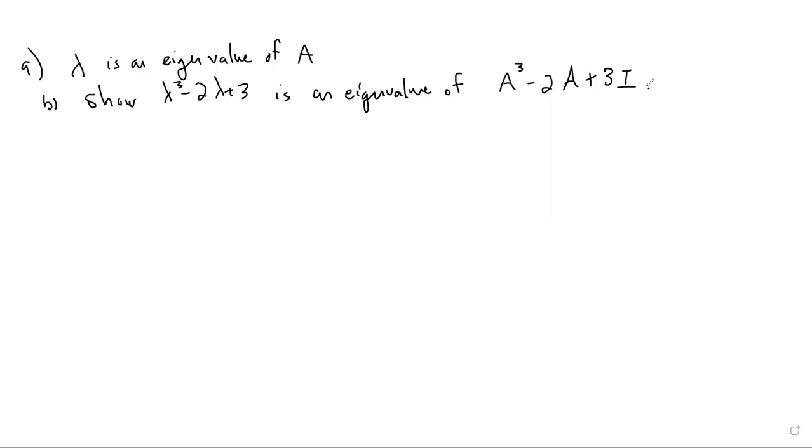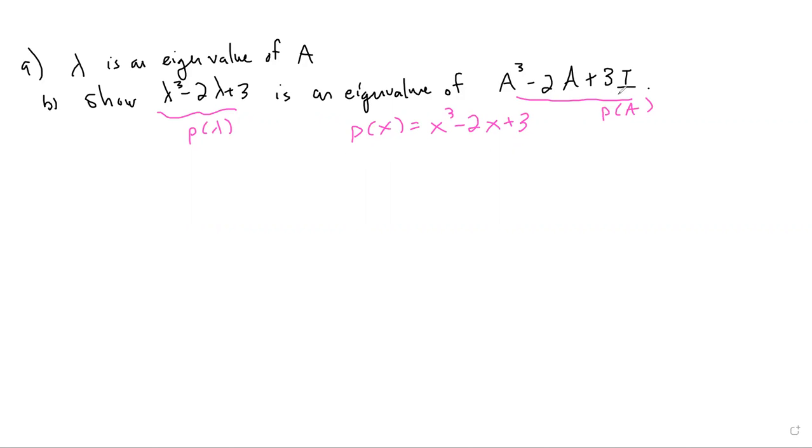So here we've got lambda, an eigenvalue of an n by n matrix A, and we want to show that this polynomial of lambda, lambda cubed minus 2 lambda plus 3, is an eigenvalue of A cubed minus 2A plus 3I. So something really important to note here is that if we let p of x be x cubed minus 2x plus 3, then note that this is p of lambda. And this is actually p of A right here.